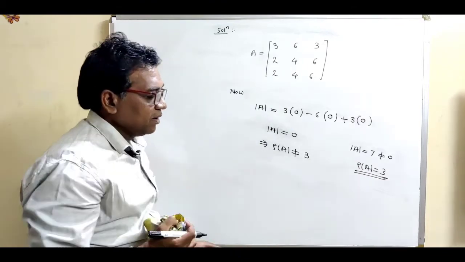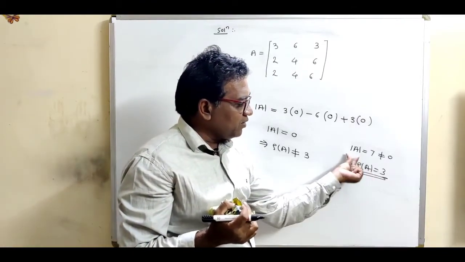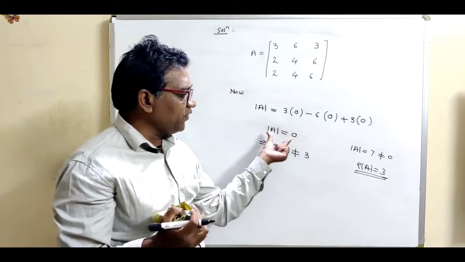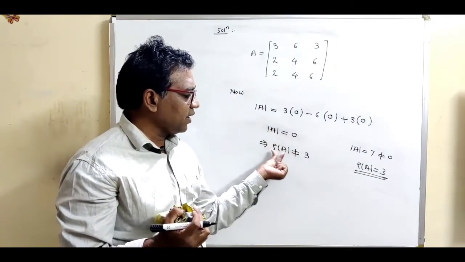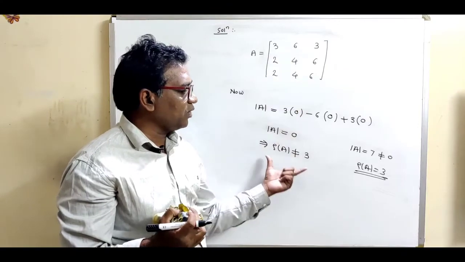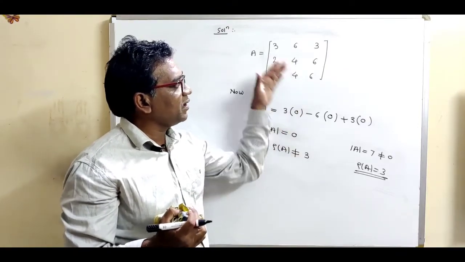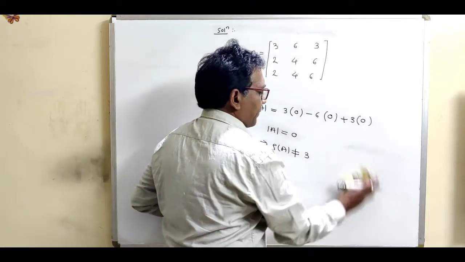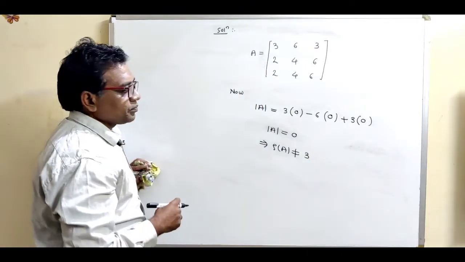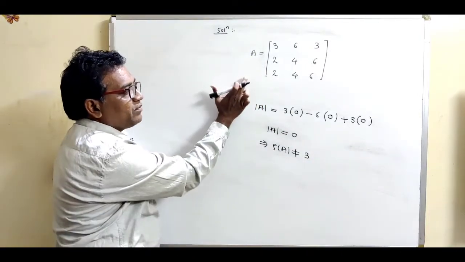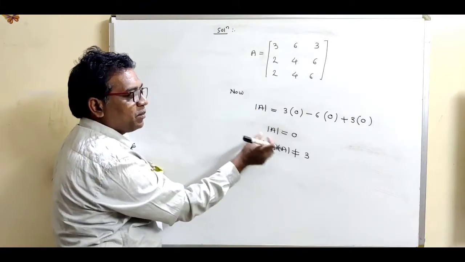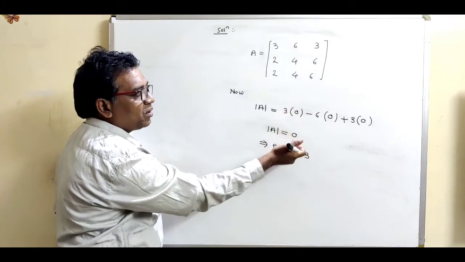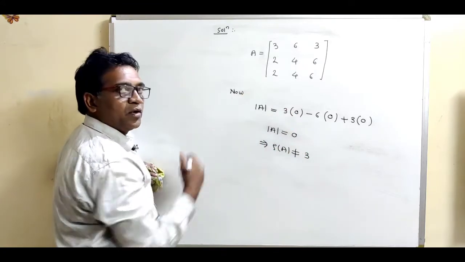How to get the rank? For the rank of a matrix, we require this non-zero determinant. If the determinant is 0, then we can say that rank of A is not equal to 3. That means the rank may be 2 or it may be 1. So what is the first step? From the given matrix, first of all, find the determinant of order 3 by 3. If this is 0, then try for determinants of order 2 by 2.